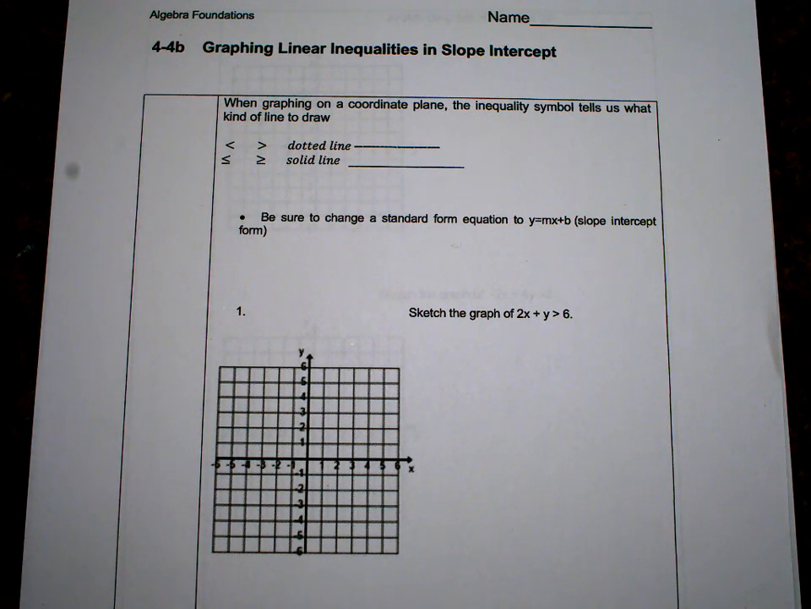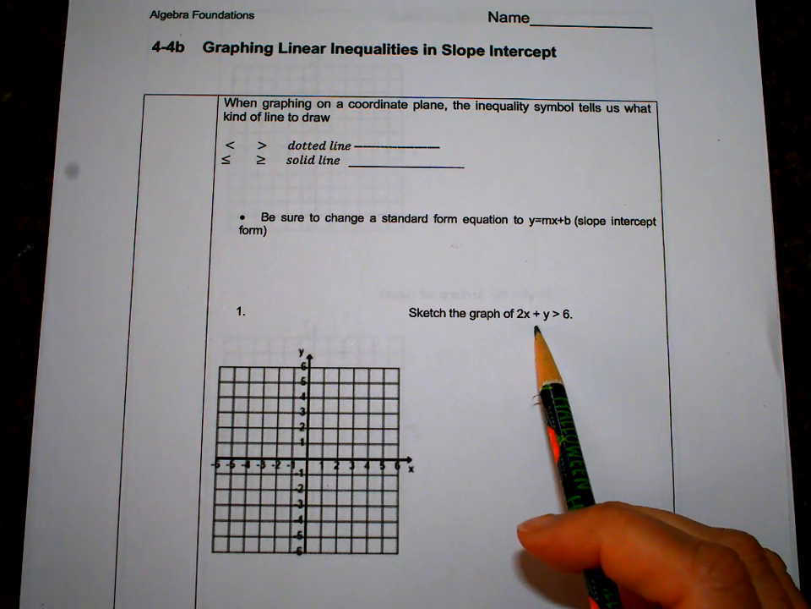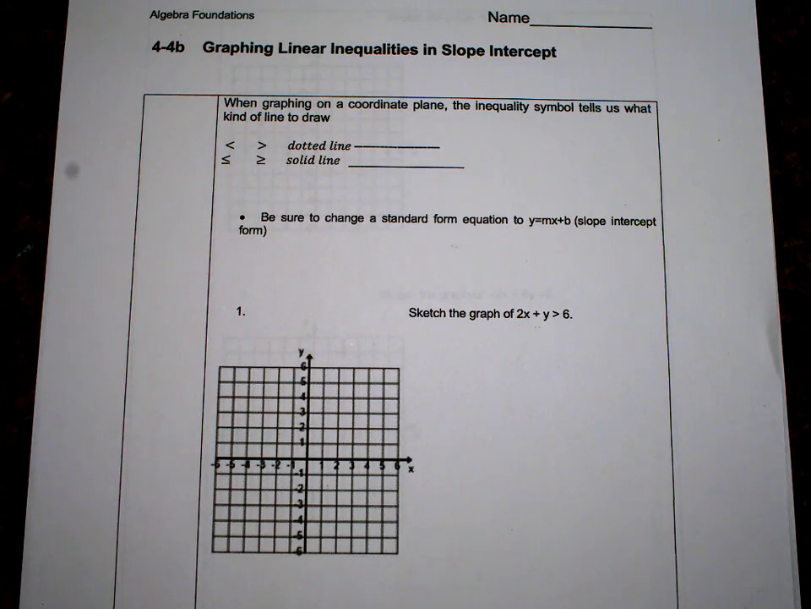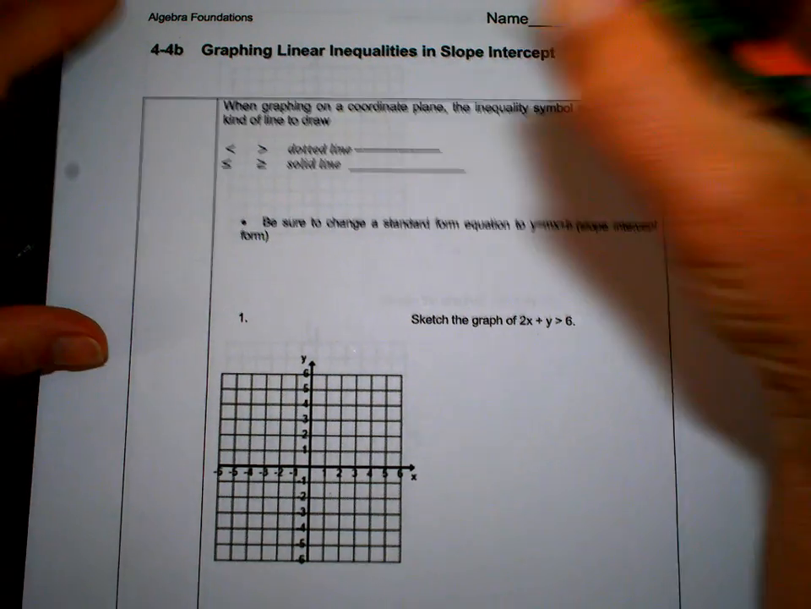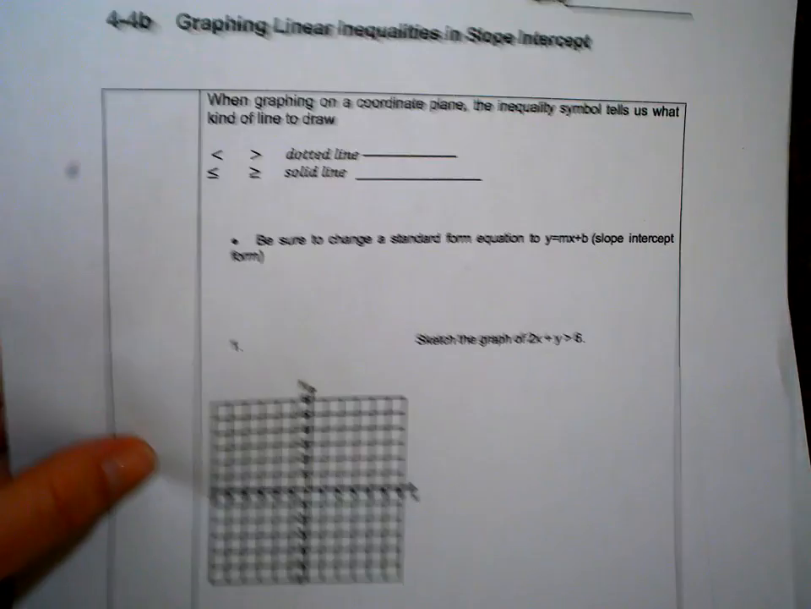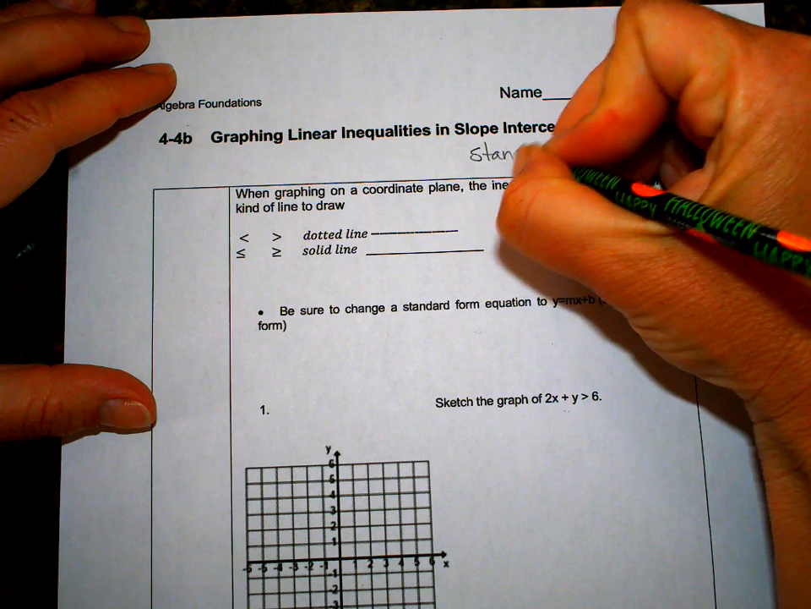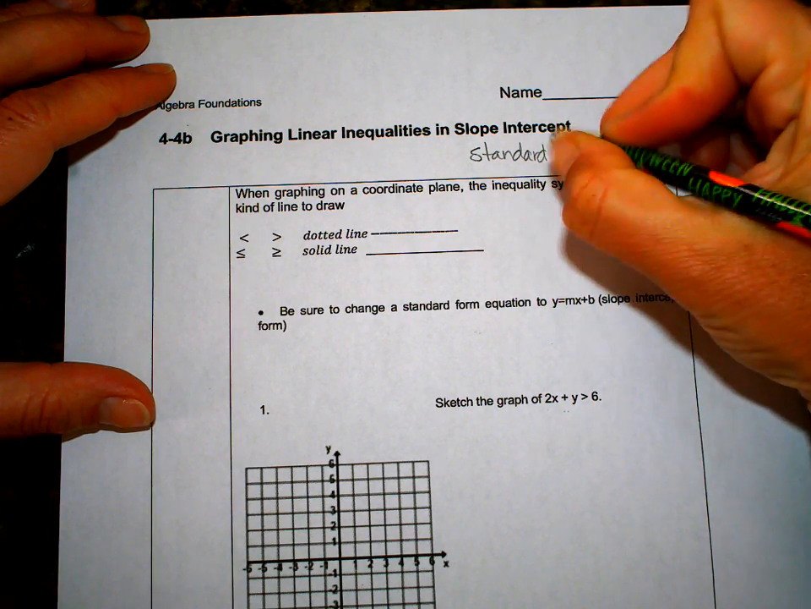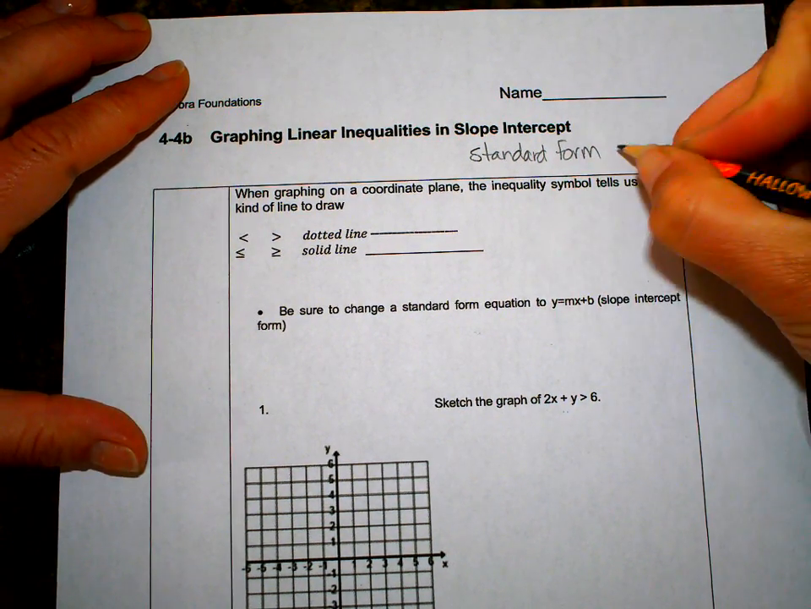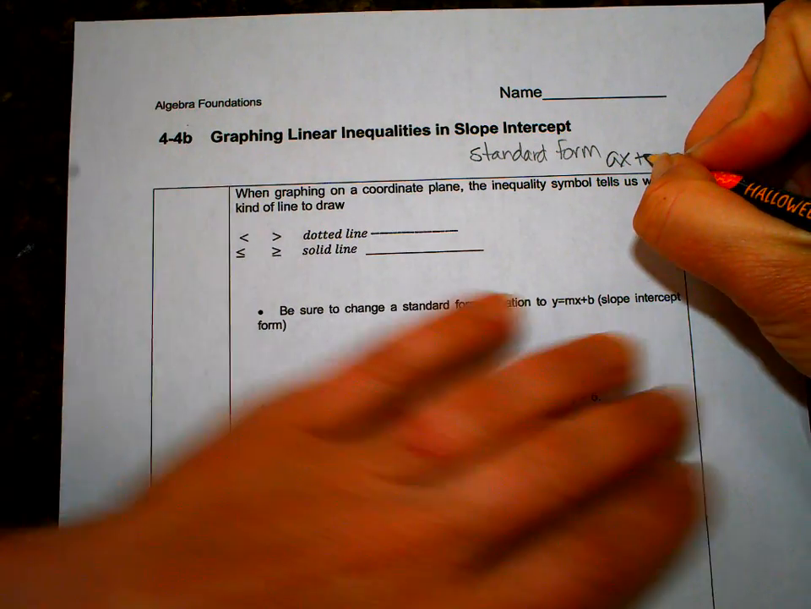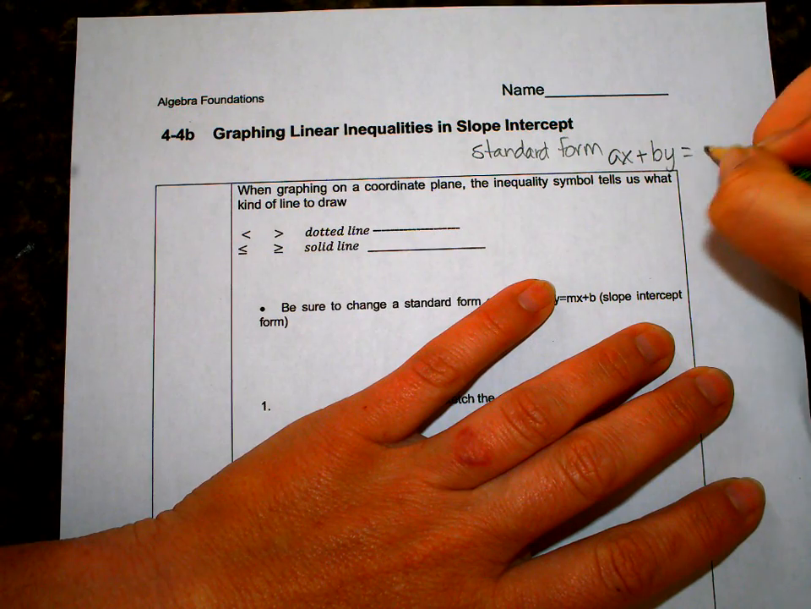We had 2 days of 4.4a, and now we're moving on to 4.4b. The only difference between 4.4a and today's lesson is that now you have to change the equations into y equals mx plus b. Right now this is in standard form. So let's write on the top of our paper what standard form is: Ax plus By equals C.